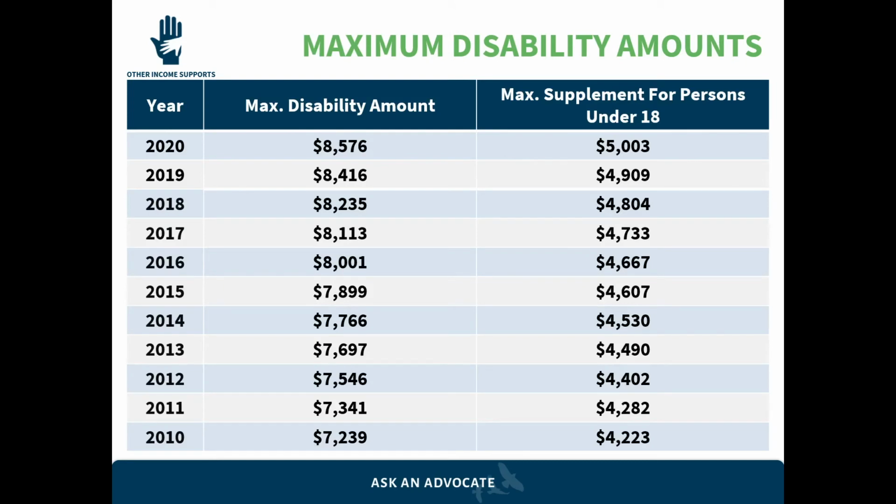The chart shown on screen is displaying the maximum claimable disability amounts from the DTC for adults and those under the age of 18. Displayed are the amounts for the last 10 years. The reason for this is if you were eligible for DTC in the last 10 years but have not yet claimed, you may be eligible to request retroactive payments by the Canada Revenue Agency.